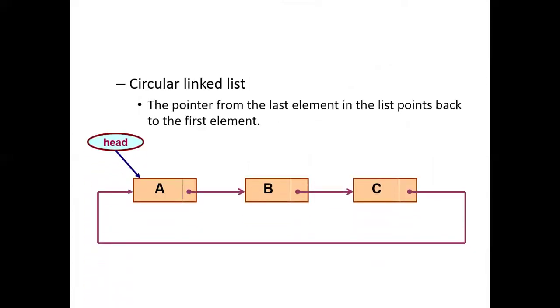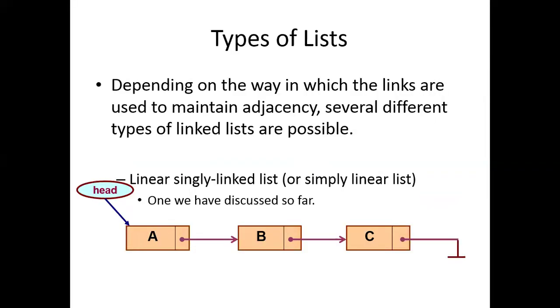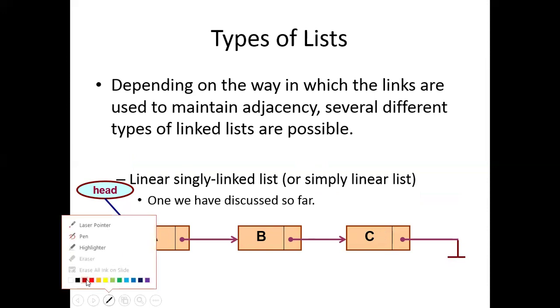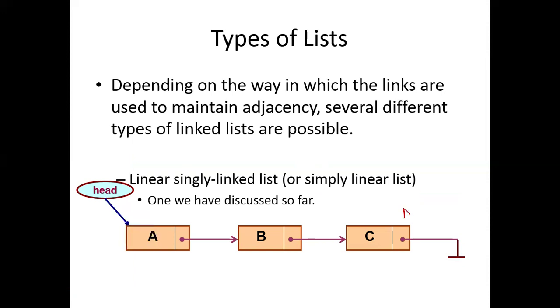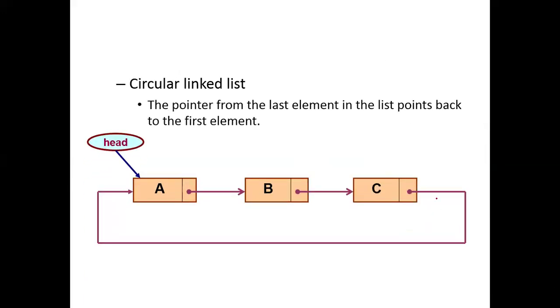In a circular linked list, we have two types, circular singly linked list and circular doubly linked list. This is an example of a circular singly linked list, where each node has a next pointer that points to the next node in the list. In a singly linked list, the next pointer of the last node in the list will be null. But in a circular linked list, the last node is connected to the first node in the list. That is the last node's next pointer value.